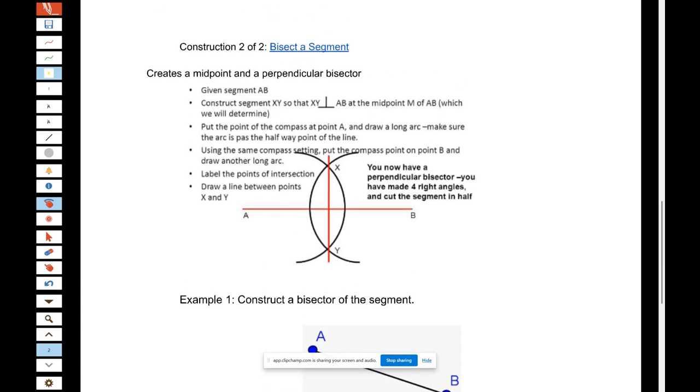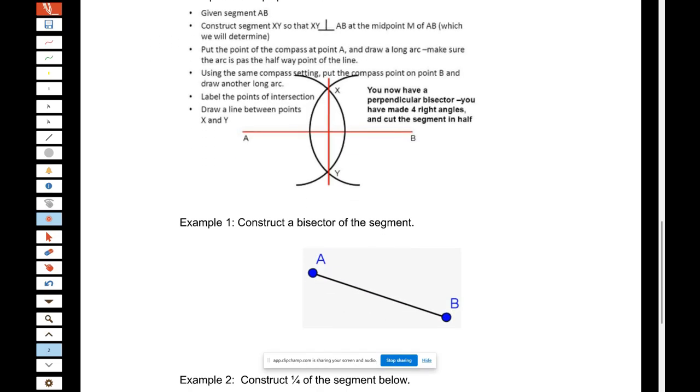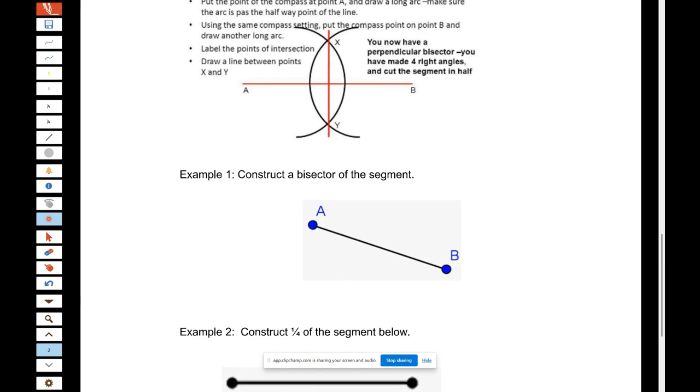The other construction is bisecting a segment, and I do have a link to a YouTube video. So what you do when you bisect a segment is you open your compass to more than halfway across the segment. So from A being one endpoint, I'm going to make an arc that goes more than halfway across. With that same compass opening, I'm going to switch my pointy part over to B and make another arc that goes more than halfway across. And then connecting those is where my perpendicular would go, straight through there. And it will divide it into two equal parts.